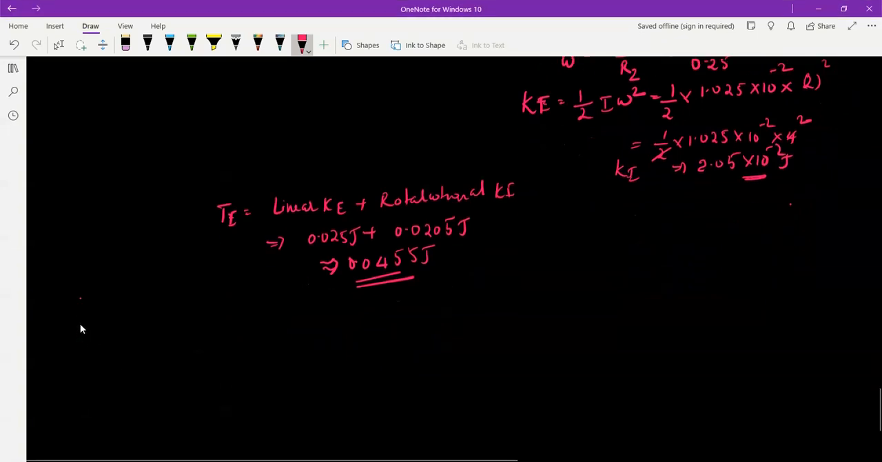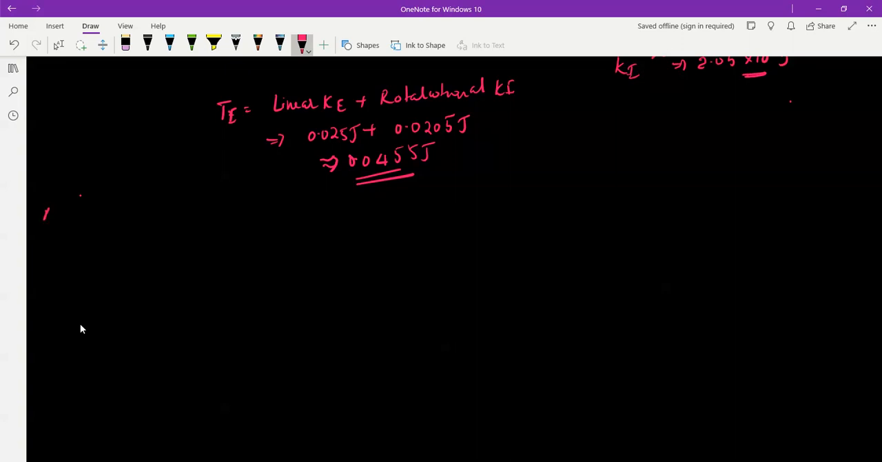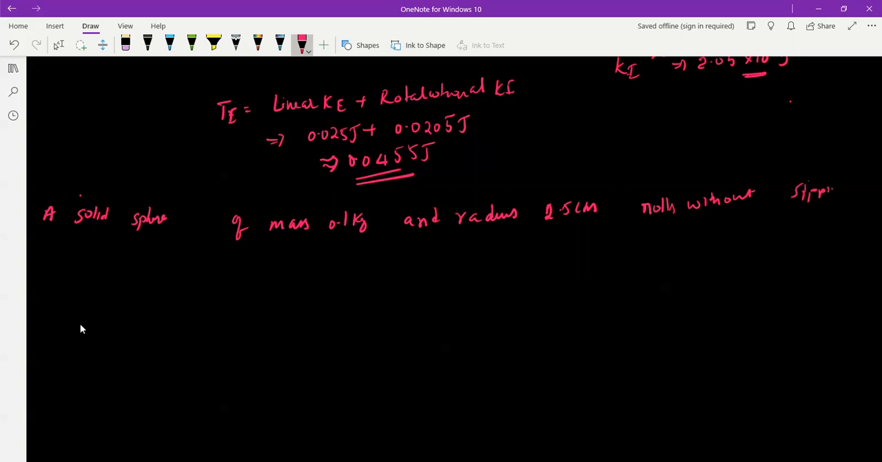Calculate, my homework. We'll see how many people can do this. A solid sphere of mass 0.1 kg and radius 2.5 centimeter rolls without slipping with a uniform velocity, not 0.1 meter per second square, velocity, 0.1 meter per second, along a straight line on a horizontal table.